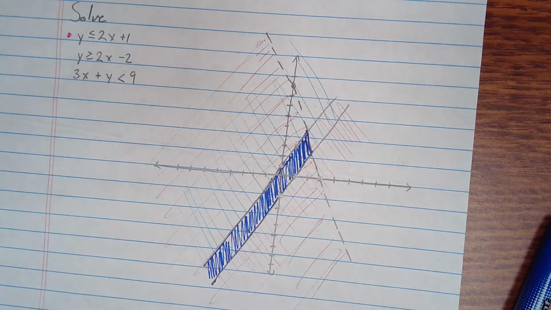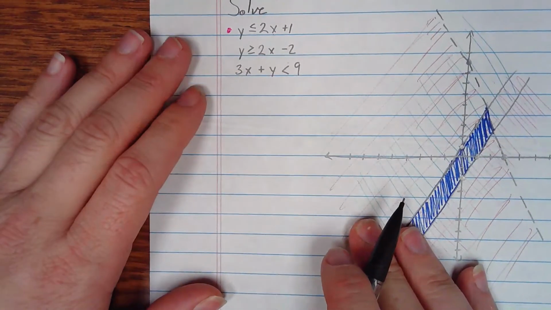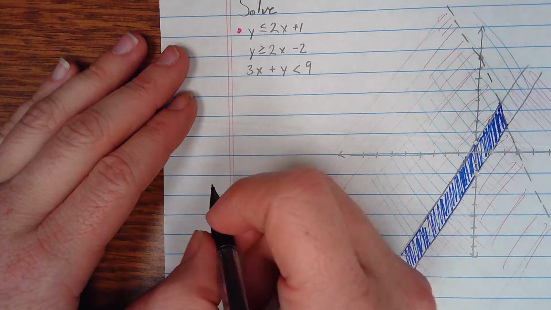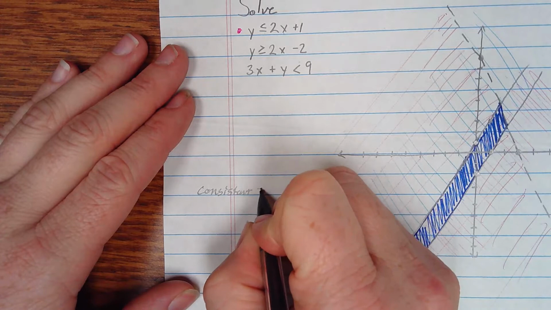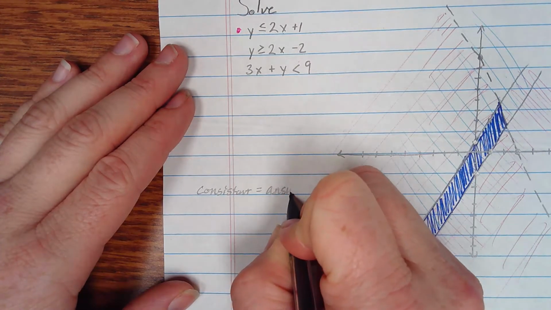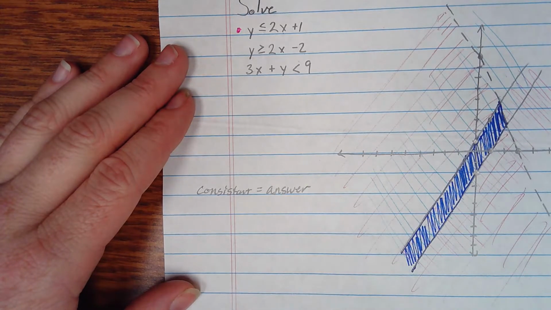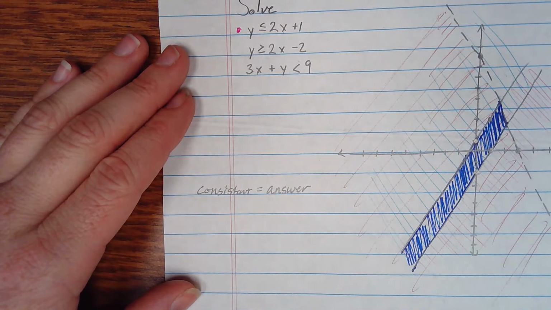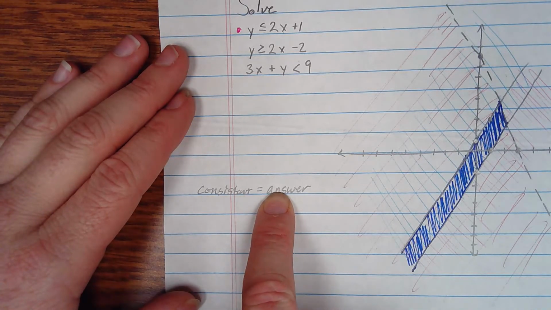All right. I did want to mention something to you real quick about consistent and inconsistent. I'm just going to draw a little picture here. Consistent simply means there is an answer. Okay? It doesn't tell you how many answers. If it is inconsistent, there is no answer. So consistent means there's an answer. So if you can get an answer, then it has to be consistent.